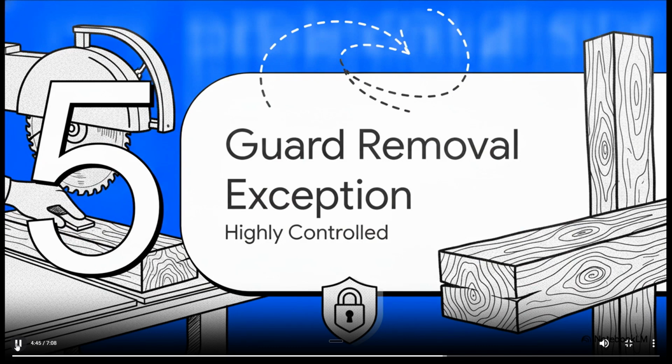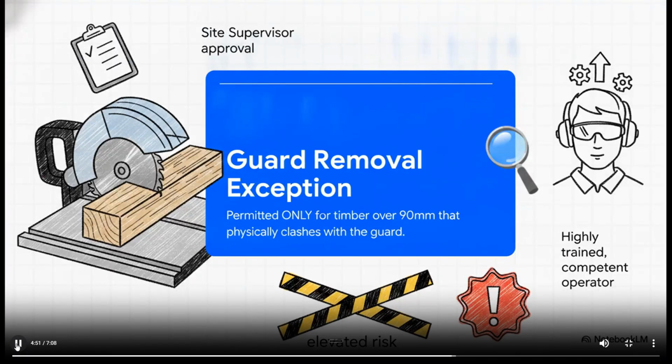Okay, Section 5. The guard removal exception. We're talking highly controlled scenarios here. Normally, removing the blade guard is strictly prohibited, but there is one very specific exception in the SOP. You can only do it when you're ripping timber over 90 millimeters that physically clashes with the guard. This isn't about convenience, guys. It's about a physical impossibility.